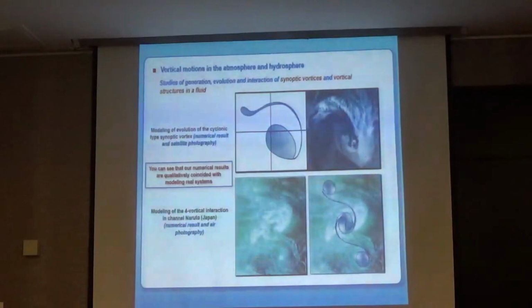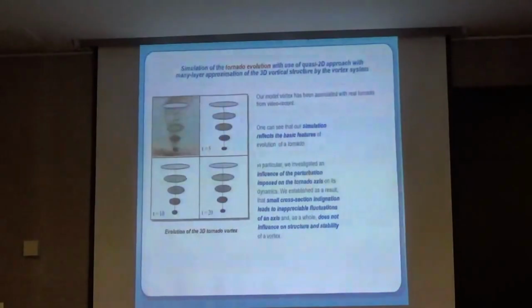We have fulfilled simulation of the tornado evolution with use of a quasi-two-dimensional approach with many-layer approximation of the three-dimensional vortical structure by the vortex system. Our model vortex has been associated with a real tornado from a video record. One can see that our simulation reflects the basic features of evolution of a tornado.